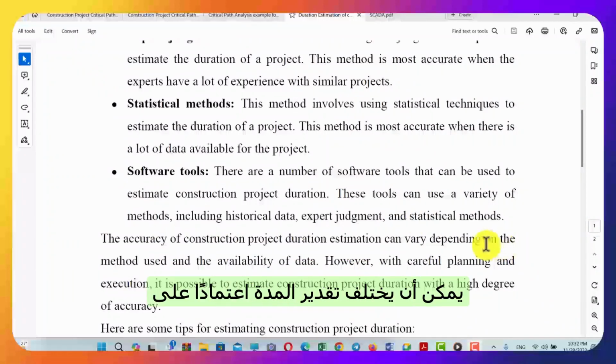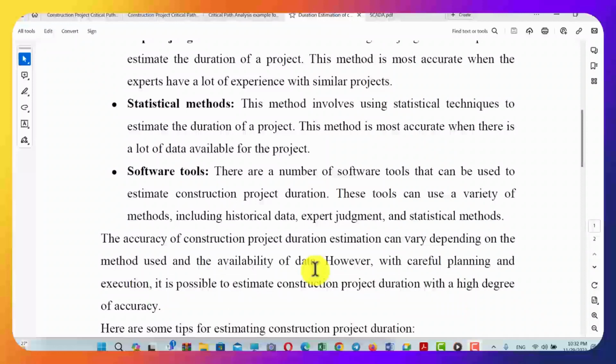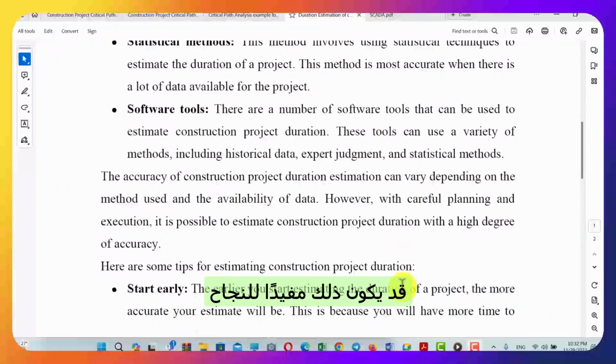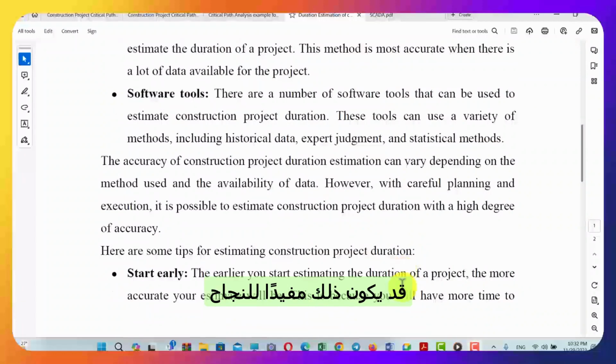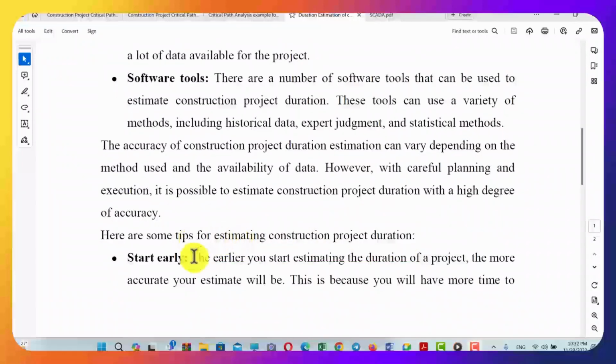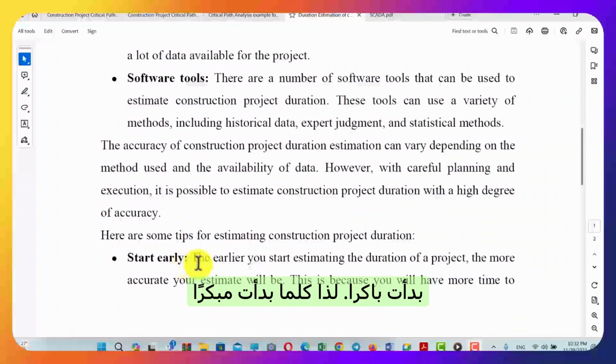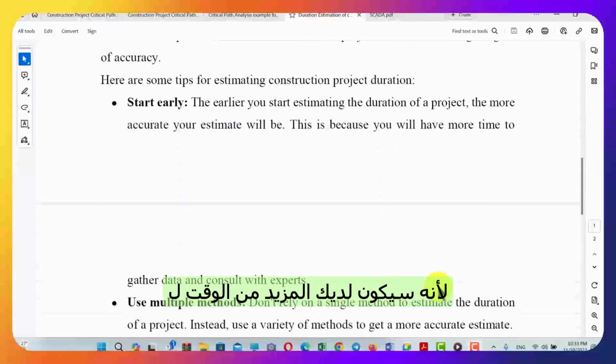The accuracy of construction project duration estimation can vary depending on the method used and availability of data. However, with careful planning and execution, it's possible to estimate construction project duration with a high degree of accuracy. Here we are going to discuss some tips that might be helpful for a successful estimation of the project duration. So these are the tips. Start early. The earlier you start estimating the duration of a project, the more accurate your estimate will be. This is because you will have more time to gather data and consult experts.